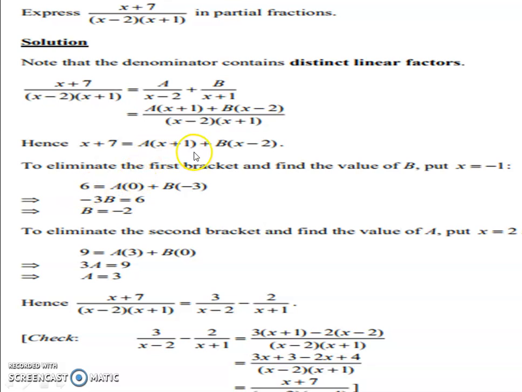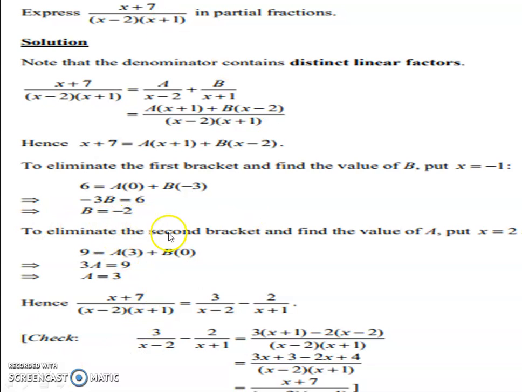So minus 1 plus 7 gives value 6. Capital A, minus 1 plus 1 gives value 0. Plus B, x value is minus 1, minus 1 minus 2 gives value minus 3. 0 into anything is 0. So minus 3b is equal to 6. So minus 3 goes to this side, it is divided. 6 upon minus 3 gives value minus 2. So capital B is equal to minus 2.